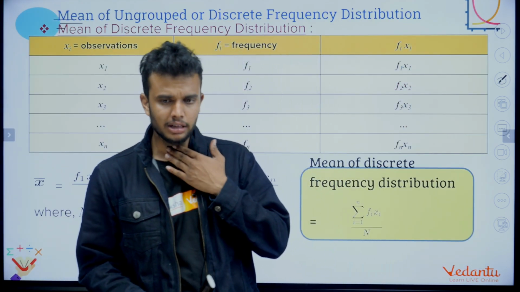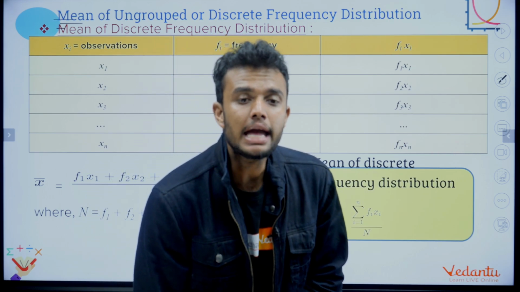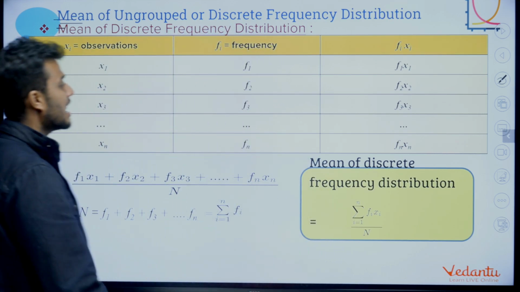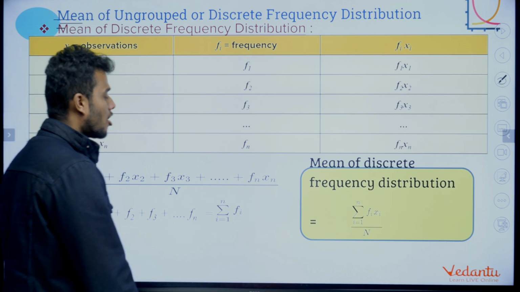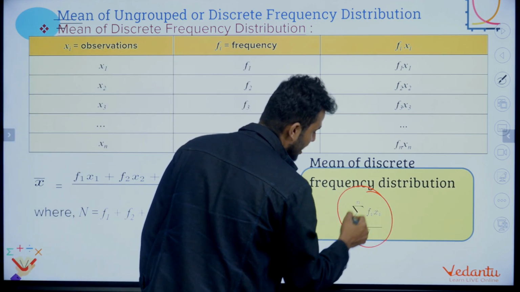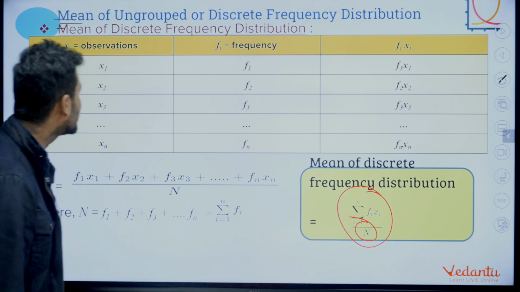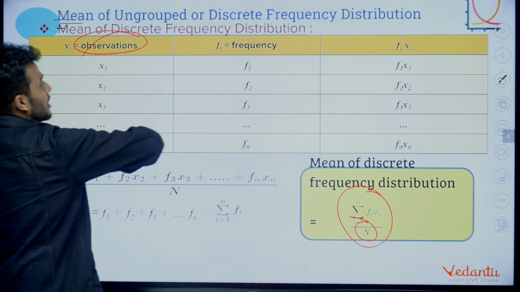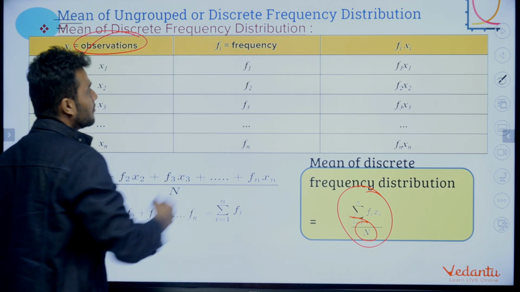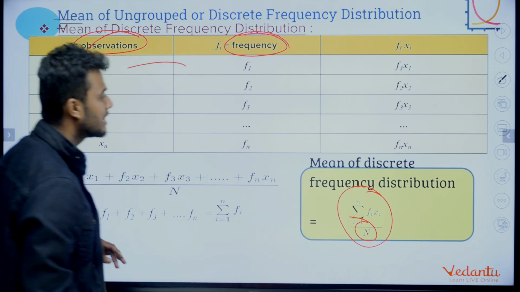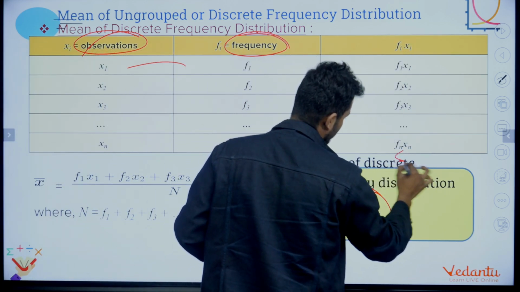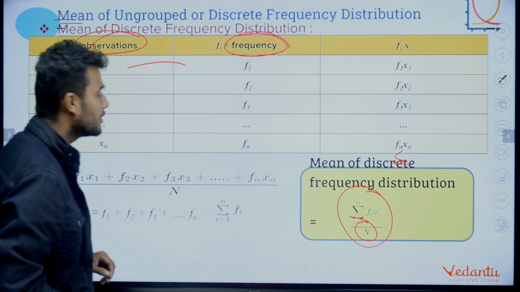Now students, how to find the mean by using the direct method or discrete frequency distribution method. Mean is always given by summation of fi xi divided by n. Very simple students, we already know this. Observation is called the x term, frequency is called fi. Simply multiply these two values, then add all the values, then divide by n.